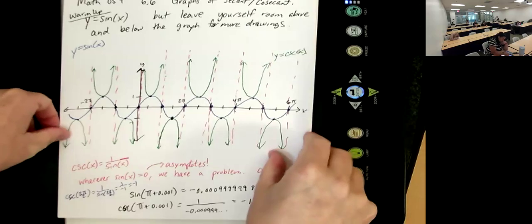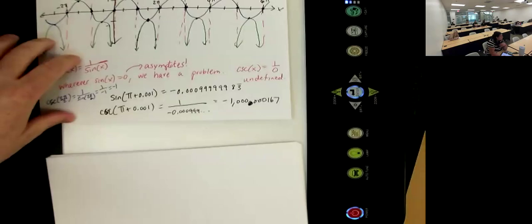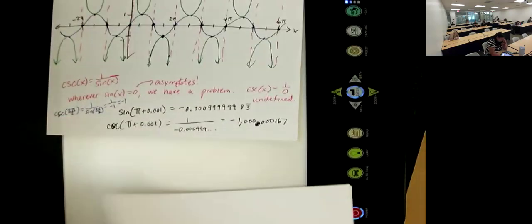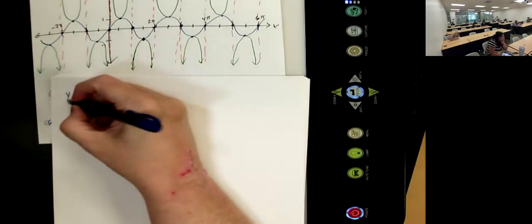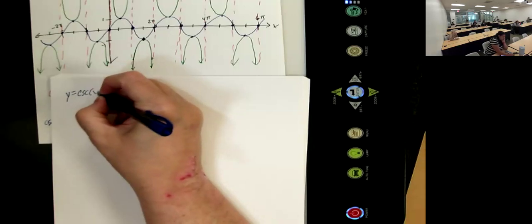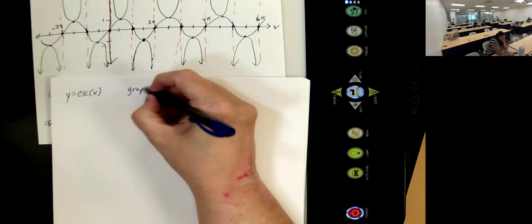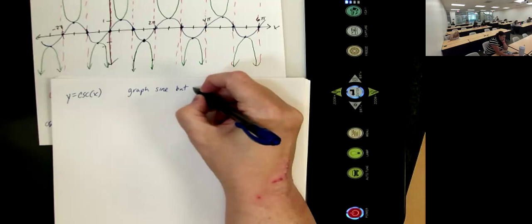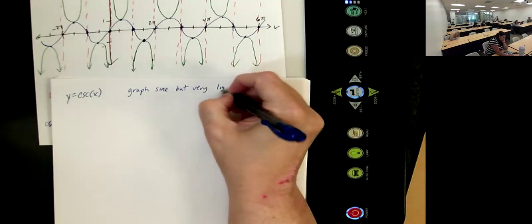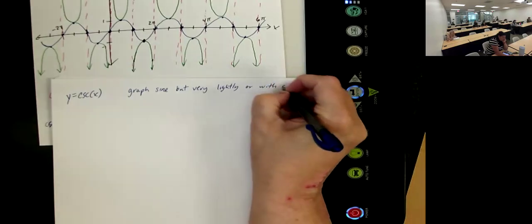So I'm gonna draw this again from scratch, with that in mind. How I would graph cosecant in general, because you gotta see the sine graph to do it. Graphing cosecant x: graph sine, but very lightly, or with dots, something like that. Dotted line.